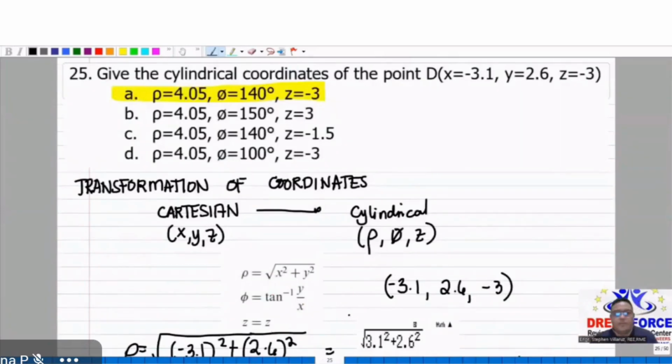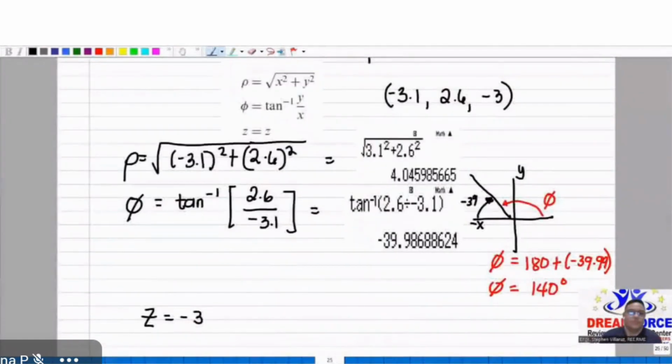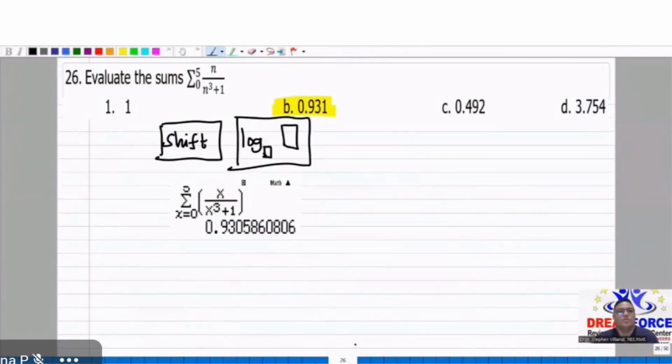Next, number 25. So, from Cartesian to cylindrical, ito naman po. Part 1, then part 2. Next, number 26. Okay, summation lang. So, by shift logarithm, yung upper right. Okay, yung may mga box na logarithm doon. Type nyo lang yan. So, ito yung lalabas. Boy, yung sagot.